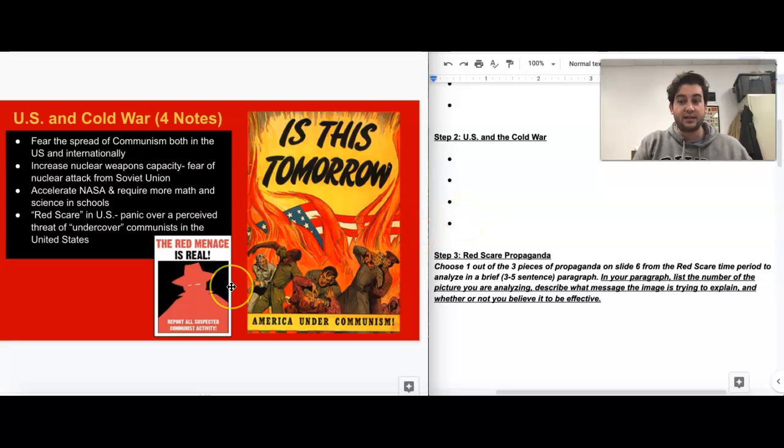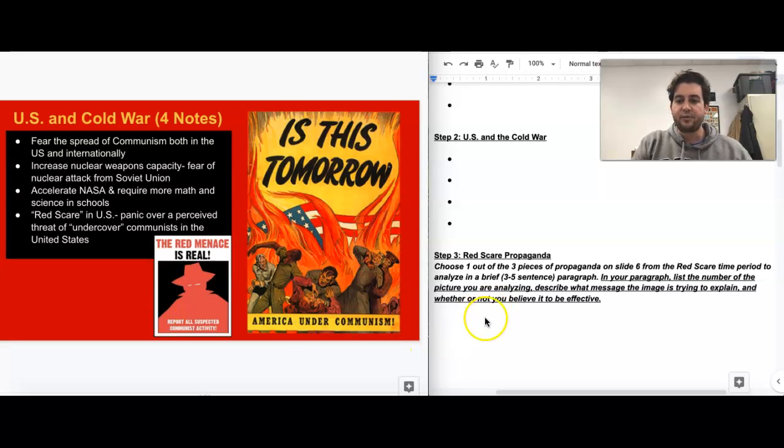Make sure you're taking a look at the pictures here. The pictures are really important because they're going to show you what some of the feelings were in the United States during the Cold War. We have 2 images here of common Cold War propaganda that was circulated at the time of Nikita Khrushchev's rule and the United States conflict with him.